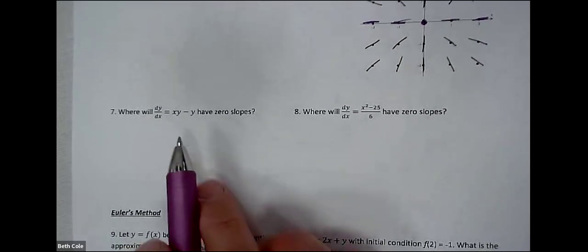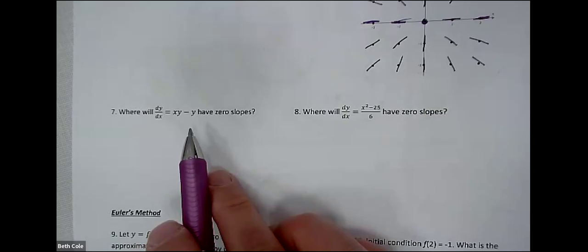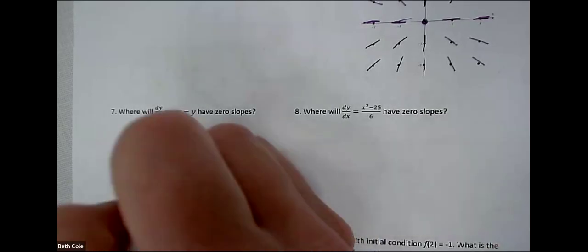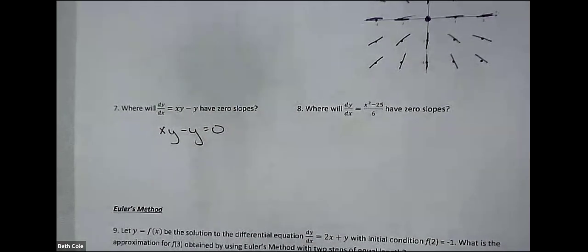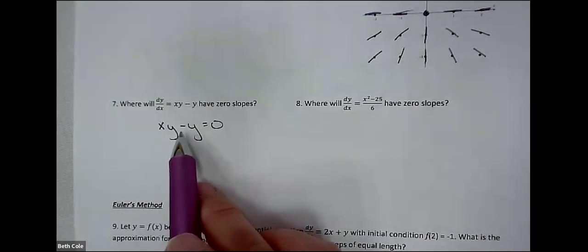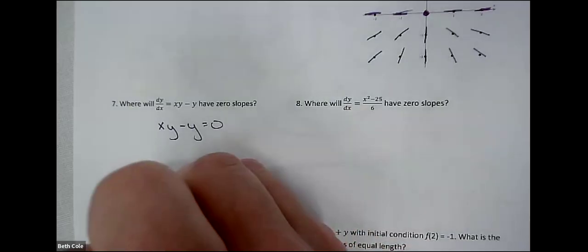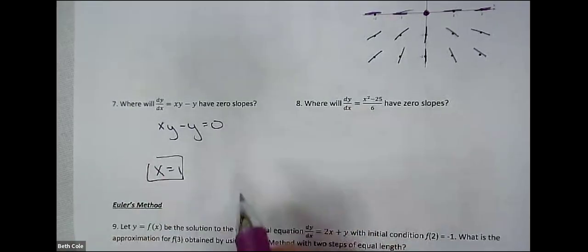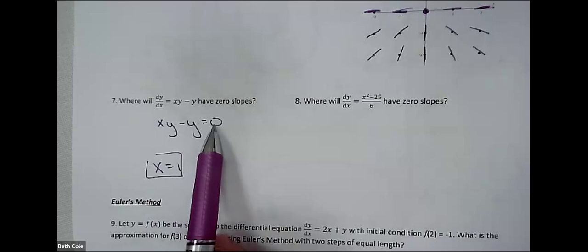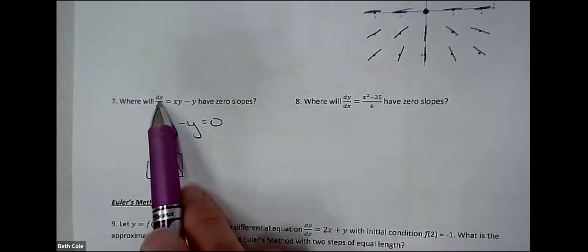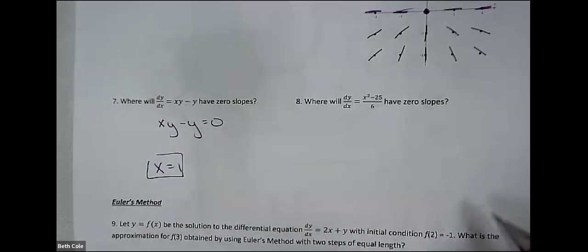All right, where would this have 0 slopes? So I'm going to set the thing equal to 0, xy minus y equals 0. And then I just look at it and think about it. If I do y minus y, I'm going to get nothing. So when x equals 1 is when that's going to come out to 0. Because if you have 1y minus y, that's where you're going to end up with your derivative being 0.